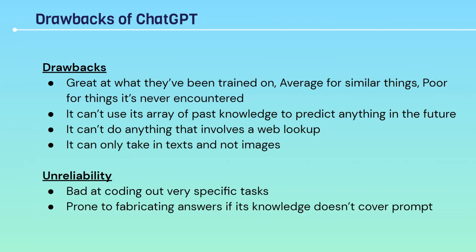Like there's stuff that may be very specific to you as a human being. Because it hasn't been trained on it, it might not be able to infer the necessary information to give you a concrete response. Yeah, and it can't do any prediction for anything in the future.